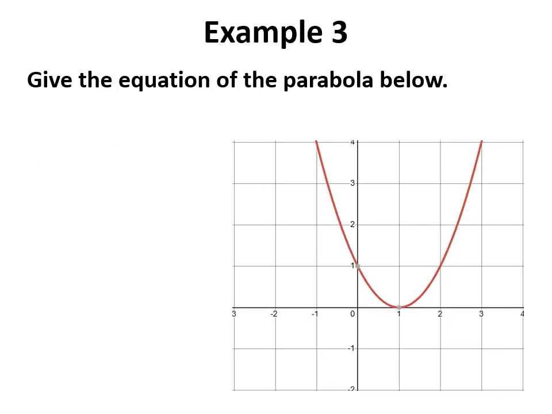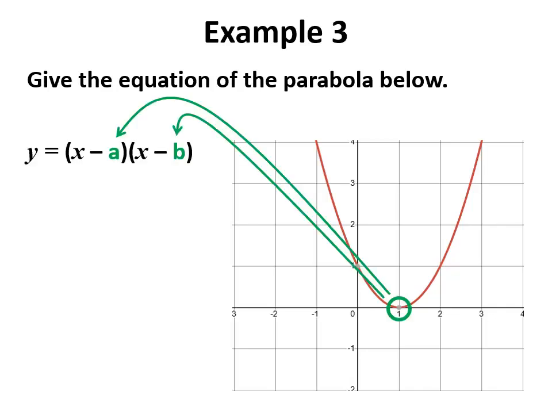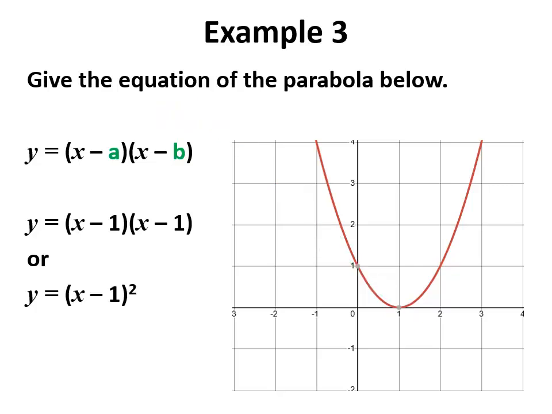Here's another one. In this case, we only have one intercept, but it effectively counts as 2. So we take our intercept of 1, we stick it in both times, gives us x minus 1, x minus 1, and we can write that as x minus 1 squared if we want, but it doesn't actually matter.